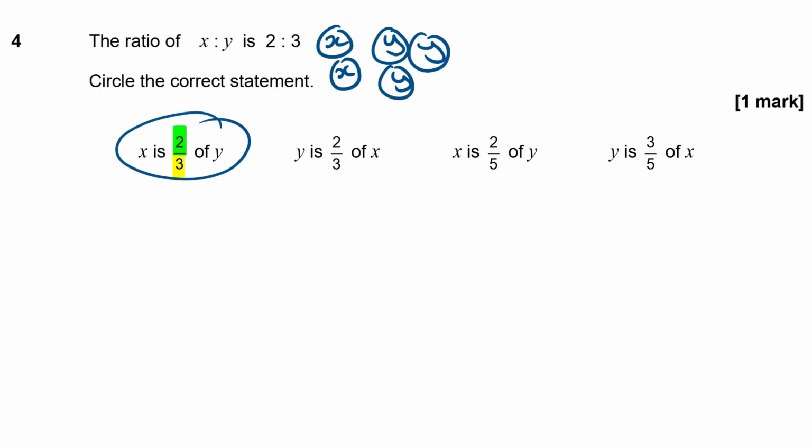So if I had y is 2/3 of x, well, I've got 2 x's. If I divide it by 3, I'm not going to get a very nice number. I'm going to get 2/3. Times that by 2, I'm going to get 4/3. So that doesn't work.